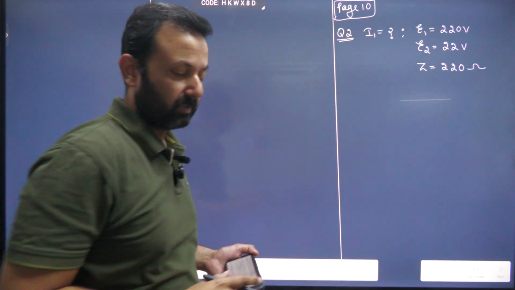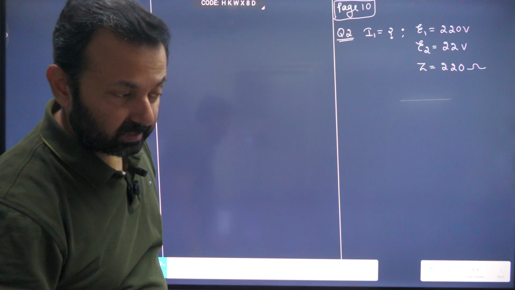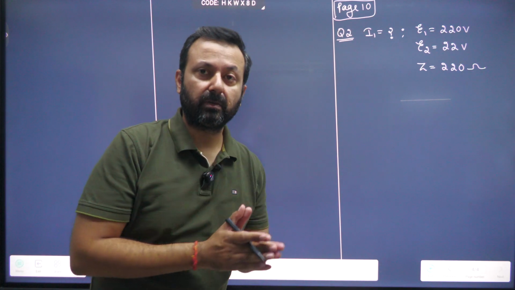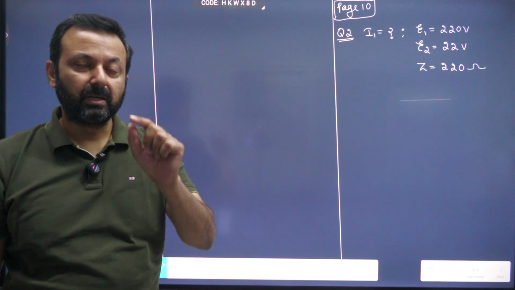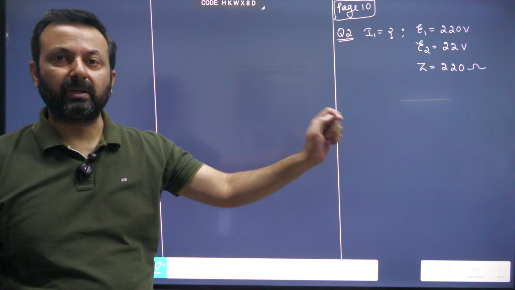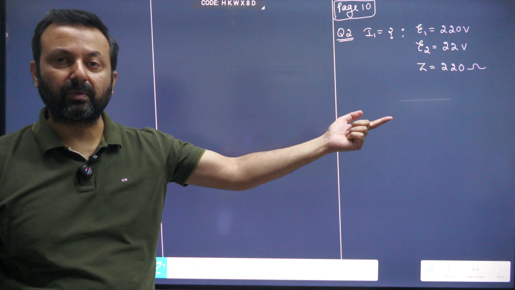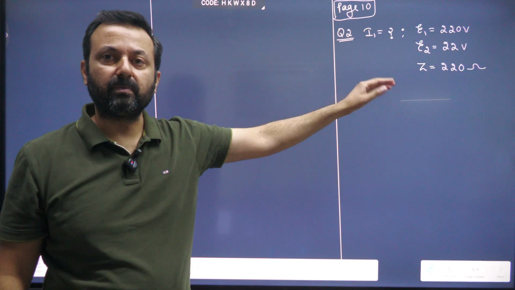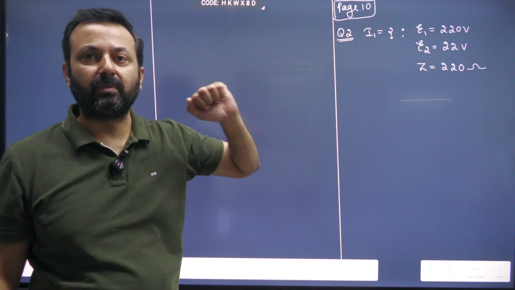To operate a device with an impedance of 220 ohm, that device is connected to the output of any transformer. A device is always connected to the output of a transformer. So what is given, Z, the impedance, means the resistance of the output is given.